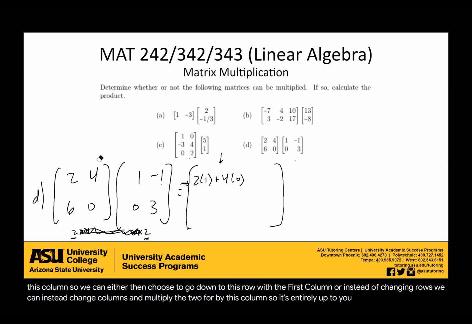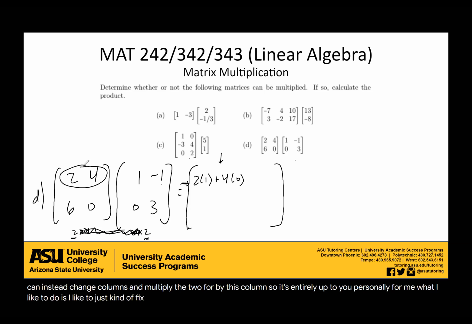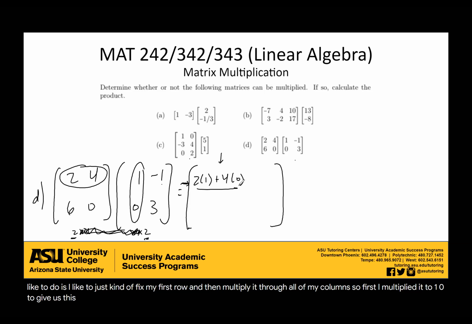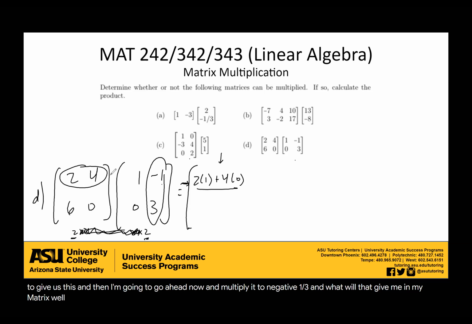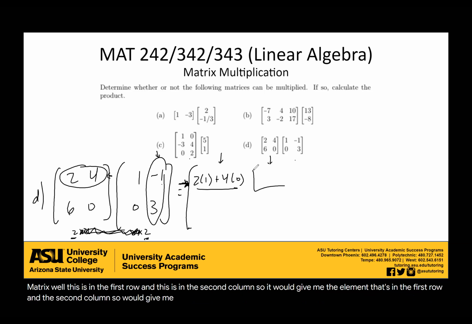Personally, what I like to do is fix my first row and then multiply it through all of my columns. So first I multiplied it by 1, 0 to give us this. And then I'm going to multiply it by -1, 3. And what will that give me in my matrix? Well, this is in the first row and this is in the second column, so it would give me the element in the first row and the second column, like this element over here.